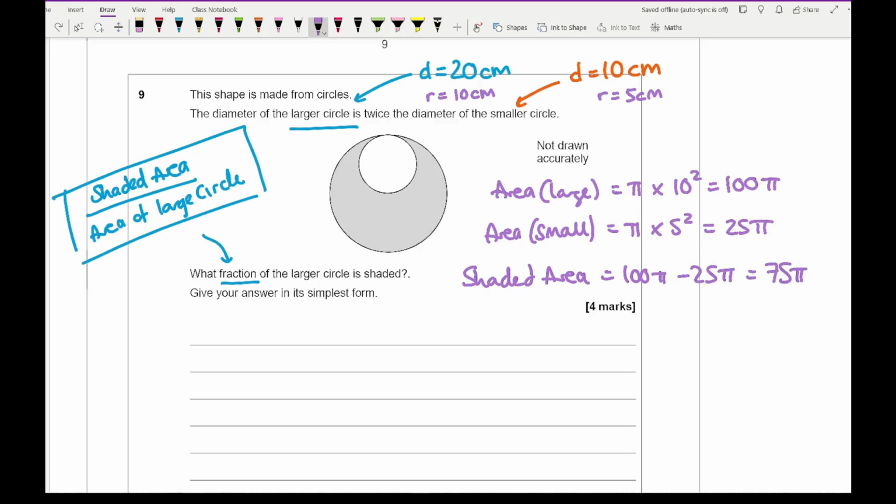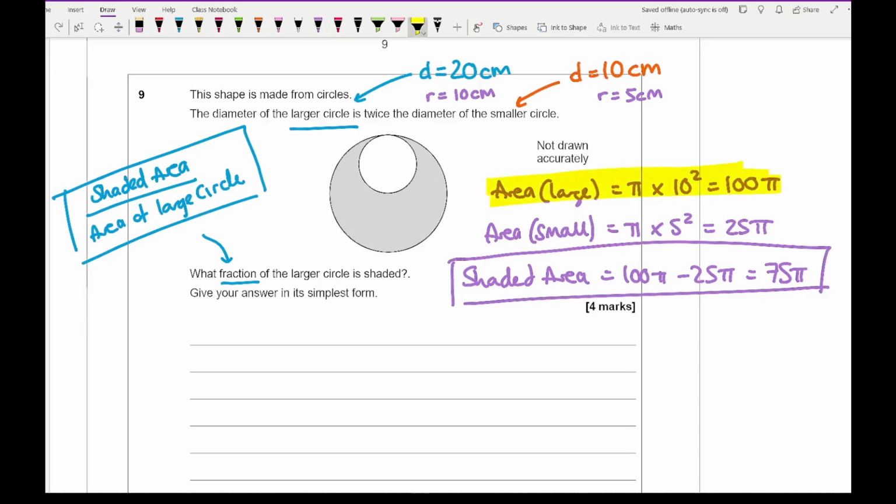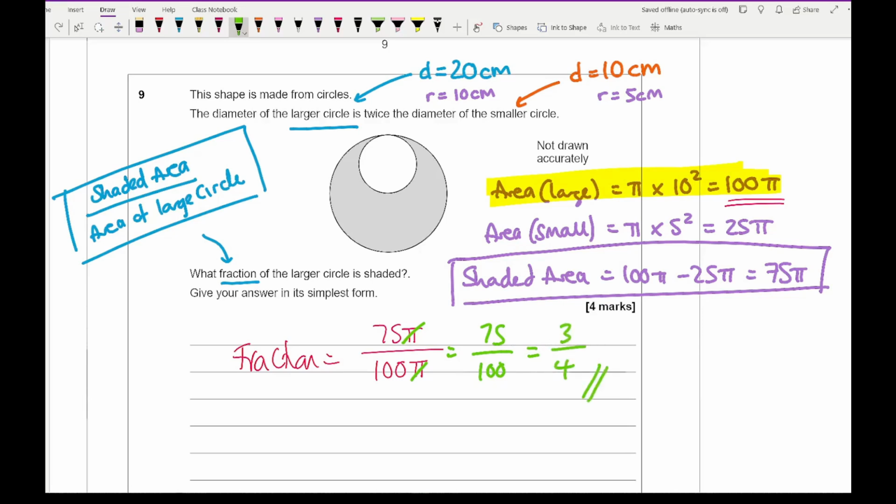So if I know that the shaded area is 75 pi, and the larger circle has an area of 100 pi, that means that the fraction is going to be 75 pi divided by 100 pi. Then the pi's cancel out, and all I've got is 75 over 100, which dividing both numbers by 25 gives me a simplified fraction of 3/4, and there we go.